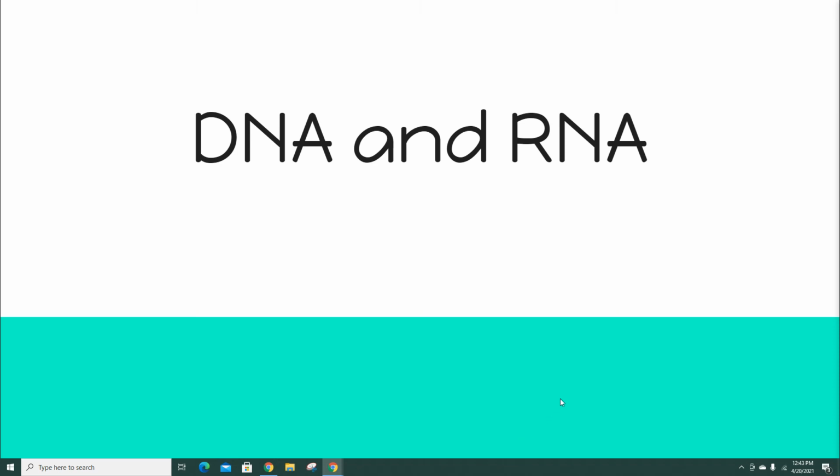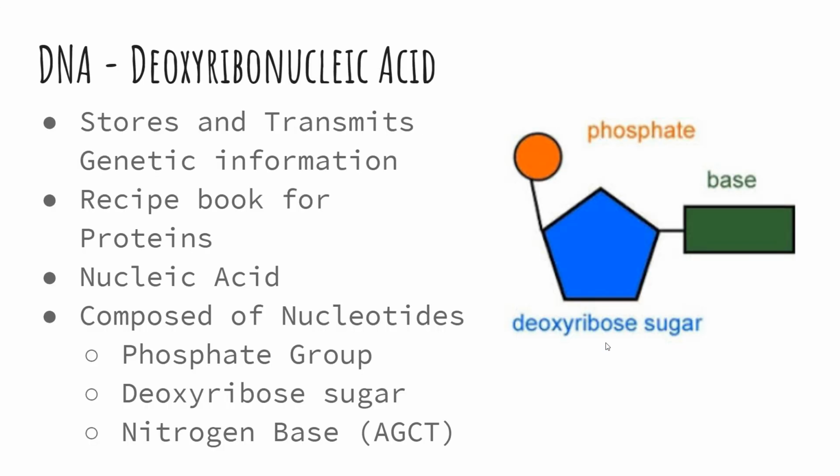Hi guys, today we're going to be looking at DNA and RNA, our nucleic acids. DNA, or deoxyribonucleic acid, is found in all living things. If it's inside of a nucleus, that's a eukaryotic cell. But if it's just floating free in the cytoplasm, that's a prokaryotic cell.